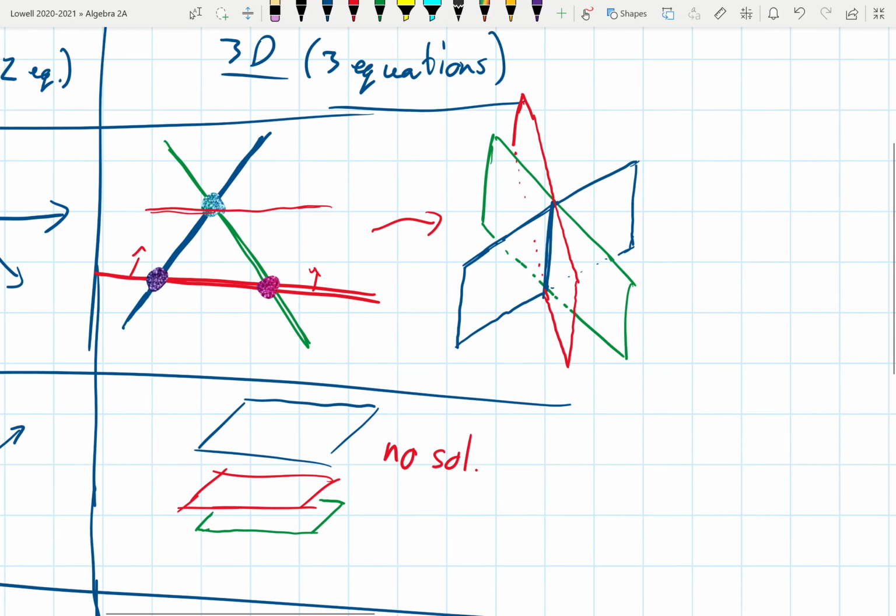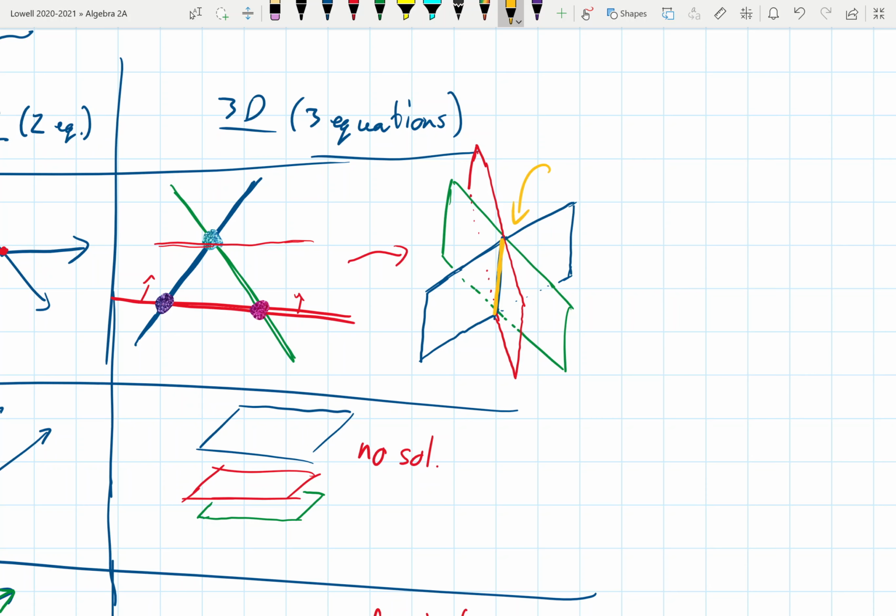So we could see here what this intersection would look like. Well, they actually have this orange line all in common. You can essentially think of these as pages in a book that have just all been opened up at different angles. And so in this case, the solution, there's infinitely many points, but the solution set is actually a line that is shared or is common to all three planes.